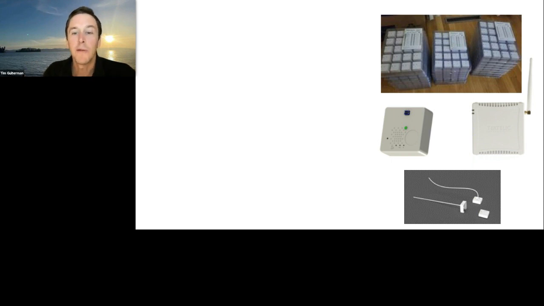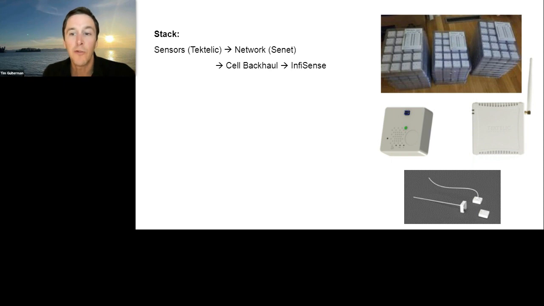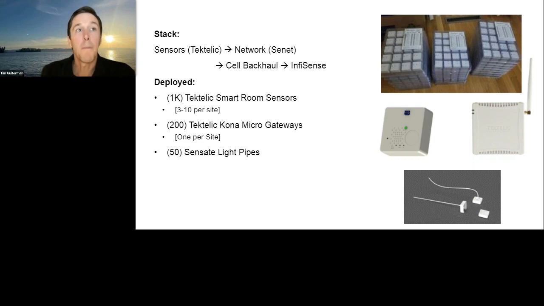Our customer deployed Tektelic smart room sensors. These are LoRaWAN sensors, shown here, that monitor lighting on and off. They also monitor temperature, humidity, movement, magnetometer, and a number of other variables that weren't of primary interest for this study. What they did was deploy about 1,000 of these smart room sensors, which averaged about 3 to 10 per site, depending on how many lights needed to be monitored at each site. And they deployed a Tektelic Kona Micro gateway at each home or business; they only needed one per site.